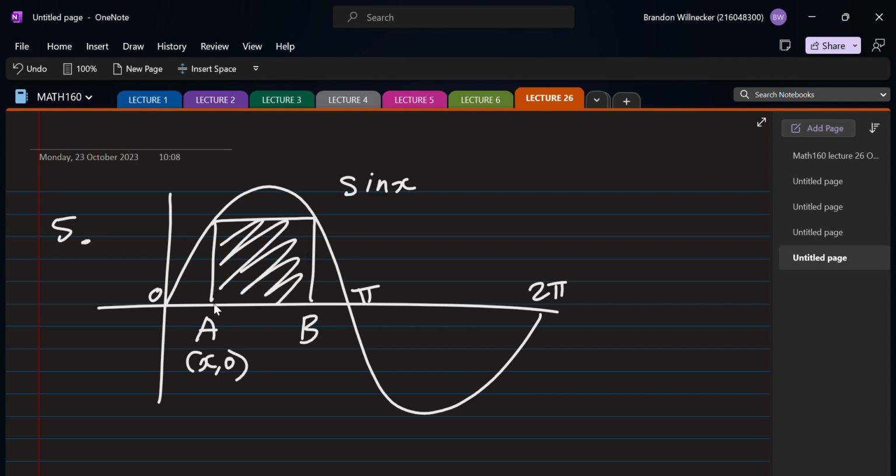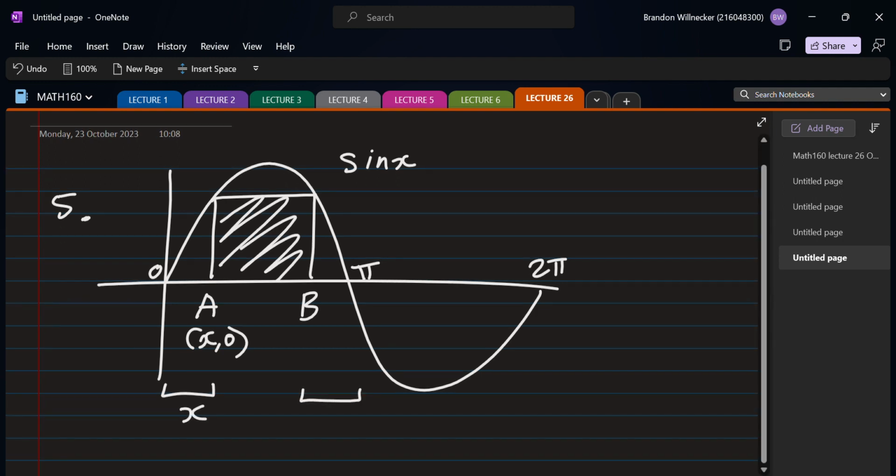Now we've got the first base point here at x, that's what we need to solve for, but we don't know b. But we can work it out quite easily just from symmetry, because if this distance here is x, then the distance from b to the next x-intercept there, that must also be x, right? Because it's symmetric about x equals pi over 2. So if we know what a is, we know what b is.